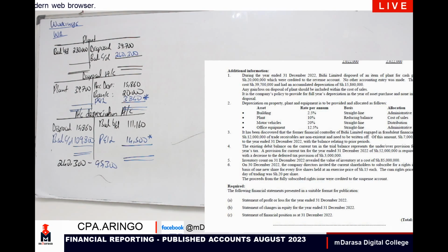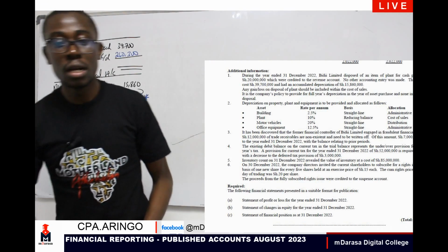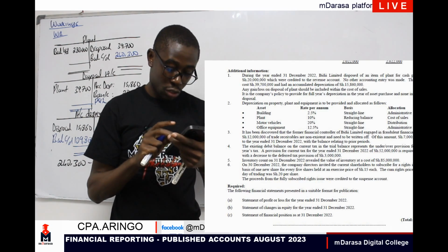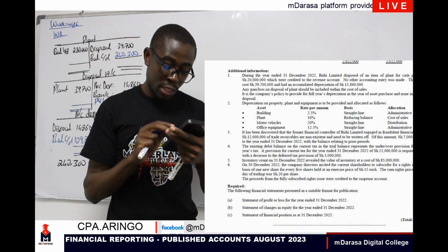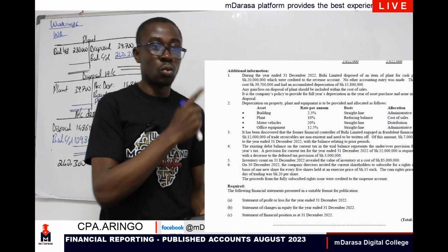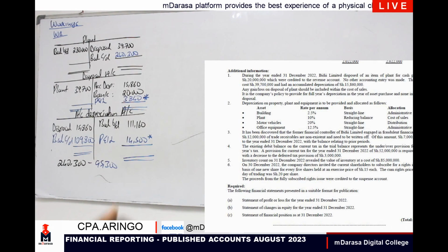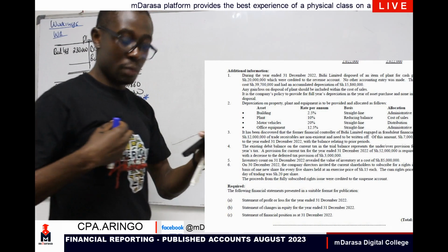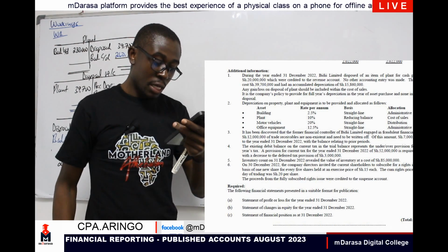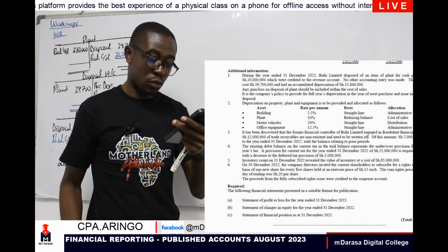So literally, we are through with that note, dissecting it into a deeper perspective. Going through the other note, it is the company's policy to provide full year's depreciation in the year of asset acquisition and none in the year of disposal. That is what we've just done right now. The second step will be, my good students, note 2. Depreciation on property, plant, and equipment is to be provided and allocated as follows.